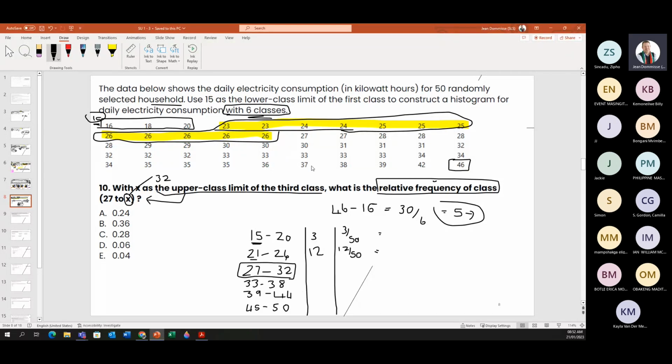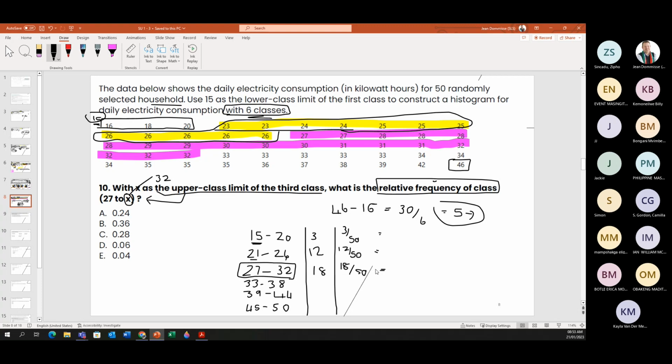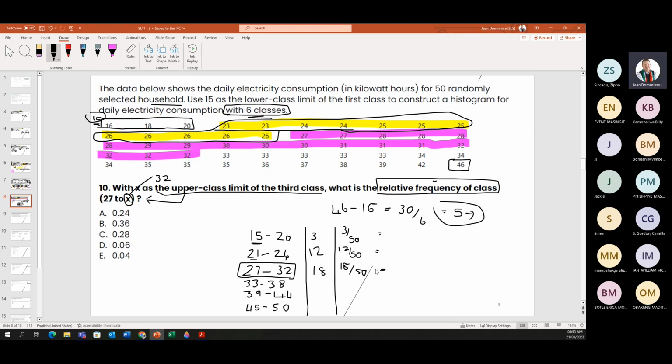Okay, let's look. It's 27 to 32. That's another color so that we can see. 27 to 32, including 32. Okay. 1, 2, 3, 4, 5, 6, 7, 8, 9, 18. I get 18. 18 divided by 50. 18 divided by 50 is 0.36.